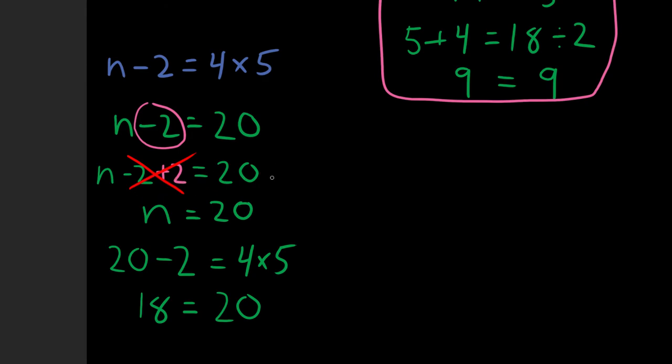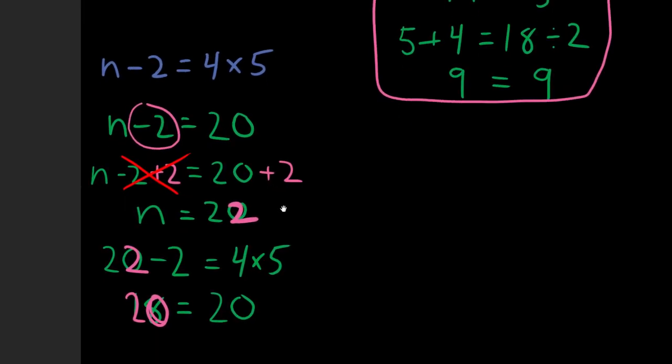Since I added 2 here, I'll also need to add 2 here. So this becomes n equals 22. It's supposed to be 22 minus 2 equals 4 times 5. That's the step I forgot. So 22 minus 2 equals 20, and 20 equals 20. Sorry about that, I messed up on that one.